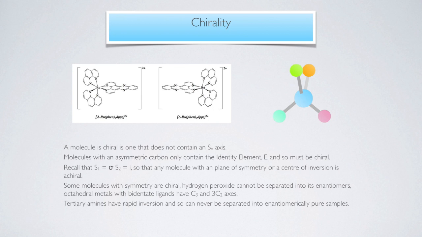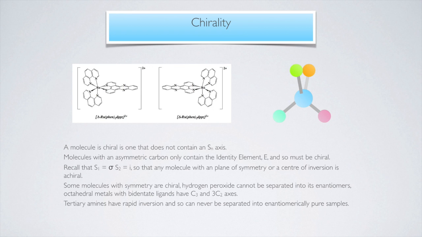But octahedral metal complexes with bidentate ligands have C3 axes and three C2 axes, and you can see an example on the top left of this slide, and those two molecules are not superimposable on their mirror images, and you can see they're defined as D and L forms there. Tertiary amines have rapid inversion, so you can't separate them into their pure enantiomeric forms.